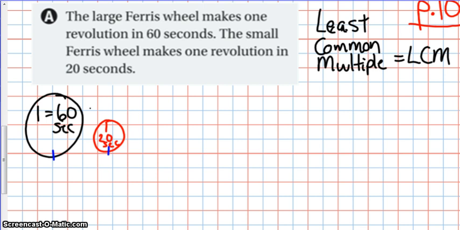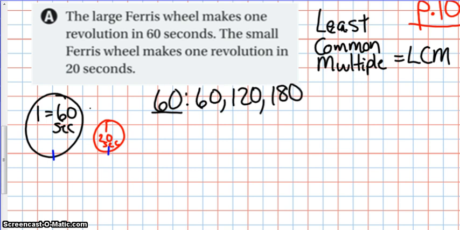Well, we're going to start by making a list of multiples. So for 60, we're going to go 60 times 1 is 60, 60 times 2 is 120, 60 times 3 is 180. A multiple is nothing more than the answer to a multiplication question. It is the product of two factors. So to find the first multiple of 60, we take 60 times 1. The second multiple would be 60 times 2. And the third multiple would be 60 times 3.